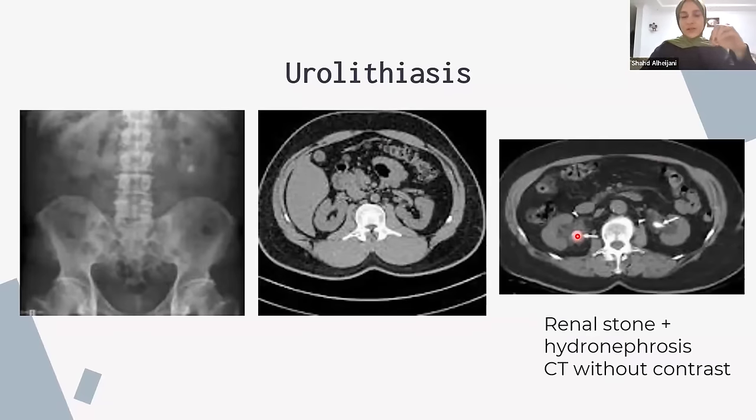If you add a contrast, then it will fill the vessels, everything will appear bright, and you can't really see the stone anymore. So when you're suspecting a stone, you do a CT without contrast, and then it will light up like this, here on an X-ray, here on a CT. And you also have hydronephrosis. What is hydronephrosis? Can you tell me? Fluid buildup. So fluid is backing up and building up in the kidney, causing hydronephrosis.